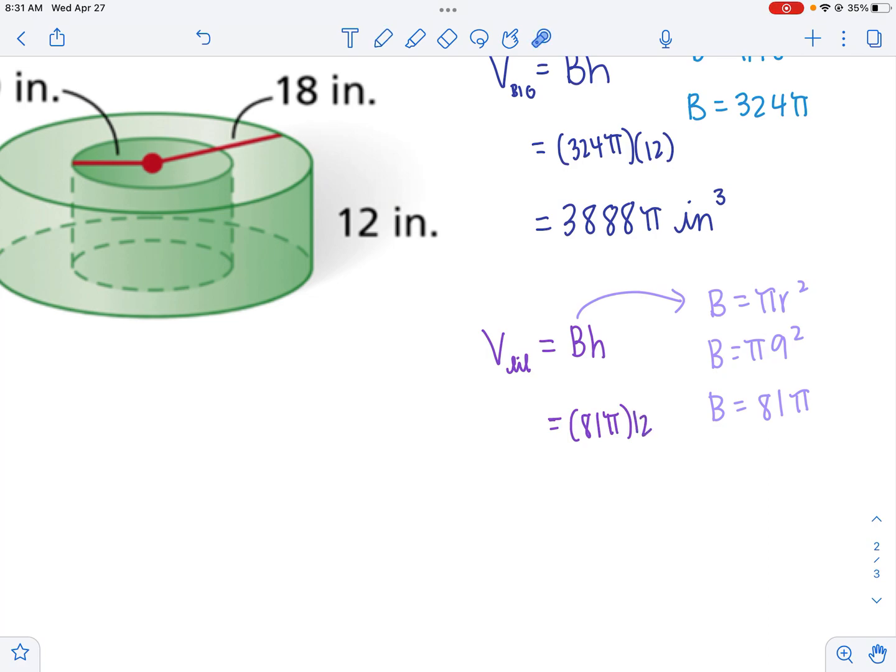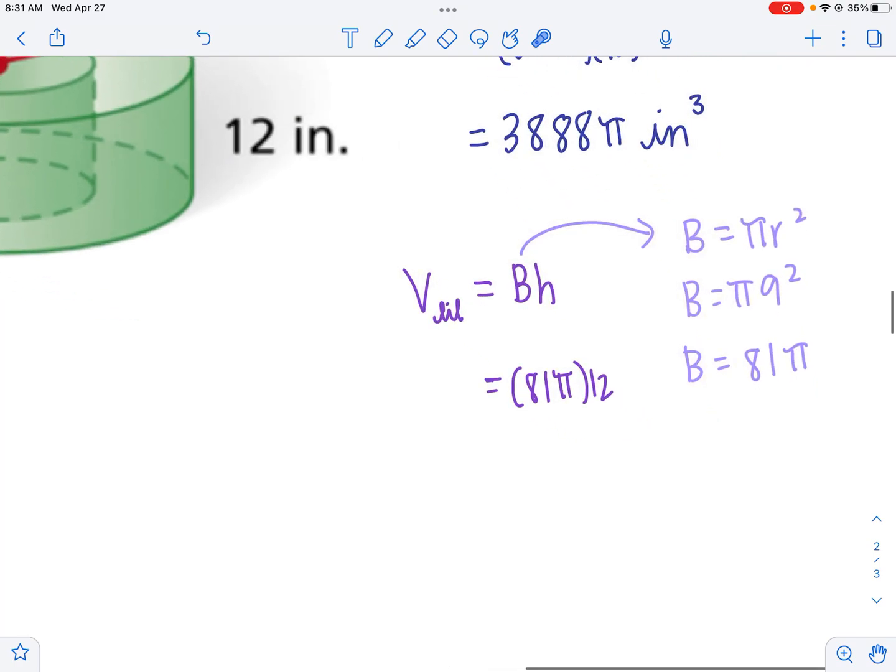If it's like a toilet paper roll or a paper towel roll, it's the same height of the cylinders. It's the radius part that changes. So now I'm going to figure out what's 81 times 12. And so the volume of that would be 972 pi inches cubed.